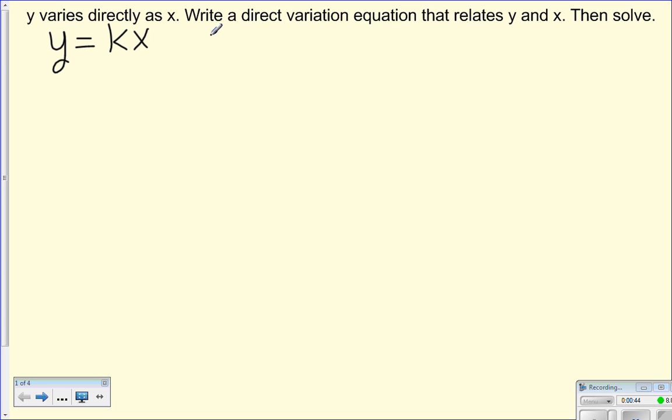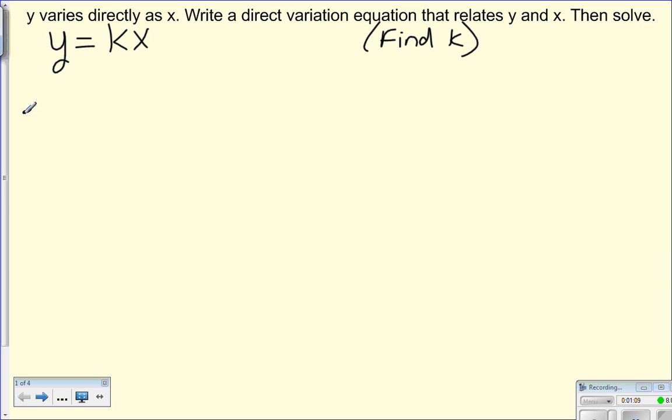So when they say write a direct variation equation that relates y and x, all they're saying is find k for this equation and put it into the equation. And then after that, where it says then solve, it's saying use your equation to find a different y value. So if you notice, I actually haven't given you a problem yet. I just wrote down the general directions.